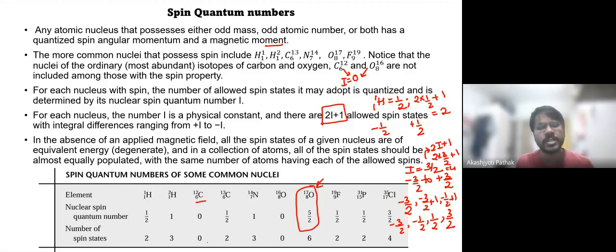So how will you get the number of spin states? You will use the formula 2I plus 1. You substitute the value of the spin quantum number in this equation and you will get the number of spin states. So this one will have 2 spin states, deuterium will have 3 spin states, C13 will have 2 spin states, and accordingly you can get the number of spin states.